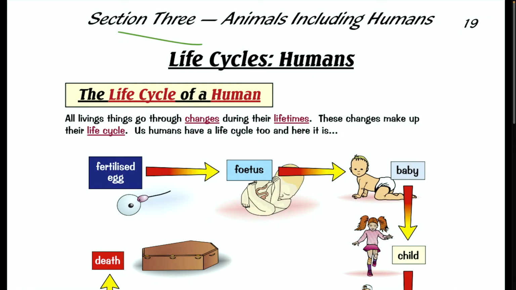The life cycle of a human. So, we have this part here. All living things go through changes during their lifetimes. These changes make up their life cycle. Us, humans, have a life cycle too. And here it is. Okay?